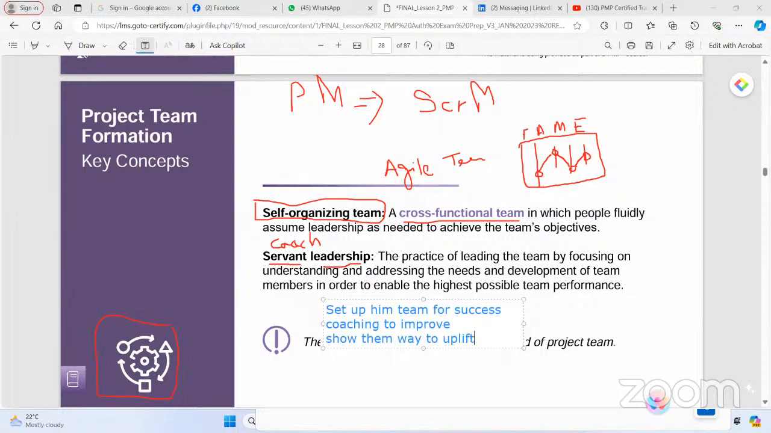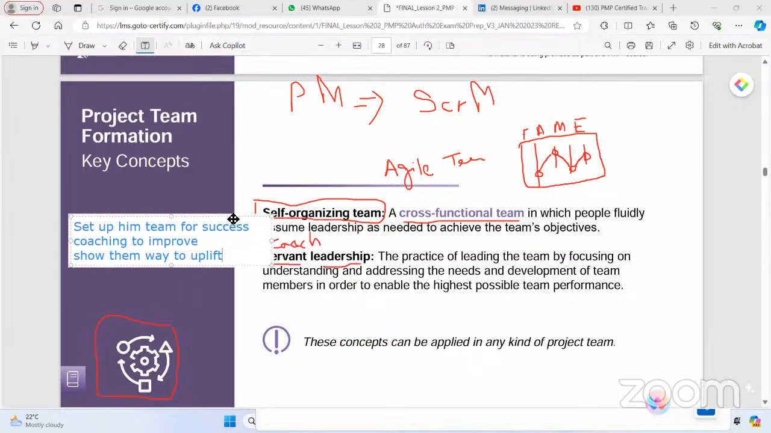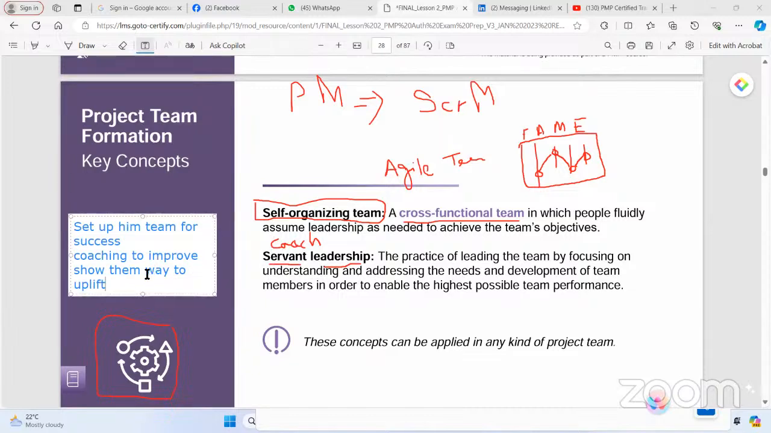So do not always hold their hand, do not give them spoon feeding. You need to actually show them the way so that they can do it themselves. So don't take the servant leadership role as a person who will resolve the impediments himself or herself. No, they will coach the team.